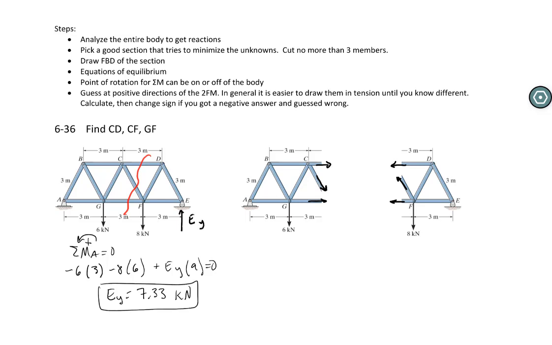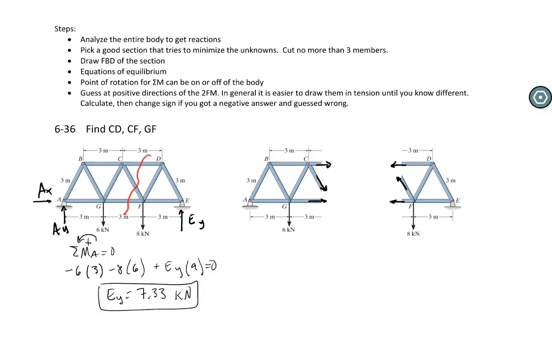EY, AY, and AX. Again, we know that A has an AX because it has the pin. EY does not have a pin, it has a roller, so therefore there is no EX associated with that. All right, let's label the forces on our free body diagram then.